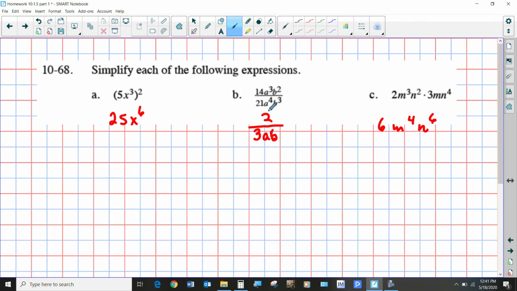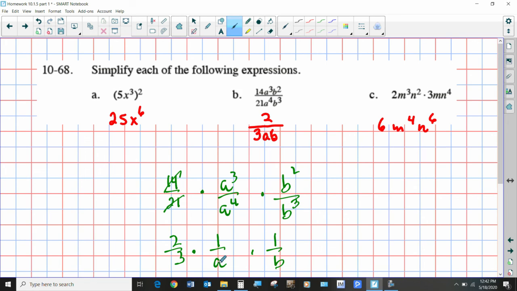When we are dealing with division, we can separate these into their different parts. So you got your 14 over 21 here. You've got your a to the third over a to the fourth here, and then you've got your b squared over b to the third. So after simplifying, this simplifies down to 2/3. This simplifies down, if you cancel out all the a's on the top and 3 of the a's on the bottom, to 1 over a. And then this simplifies, same thing. You cancel out all the b's on the top and 2 of them from the bottom, which gives you 1 over b.